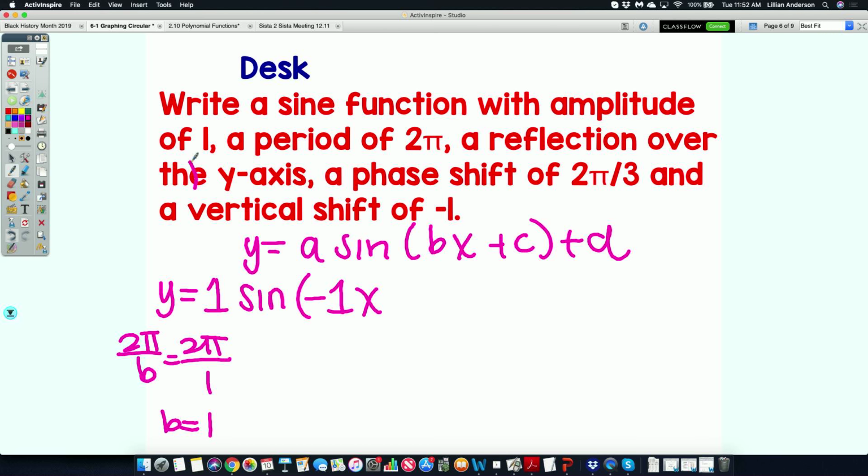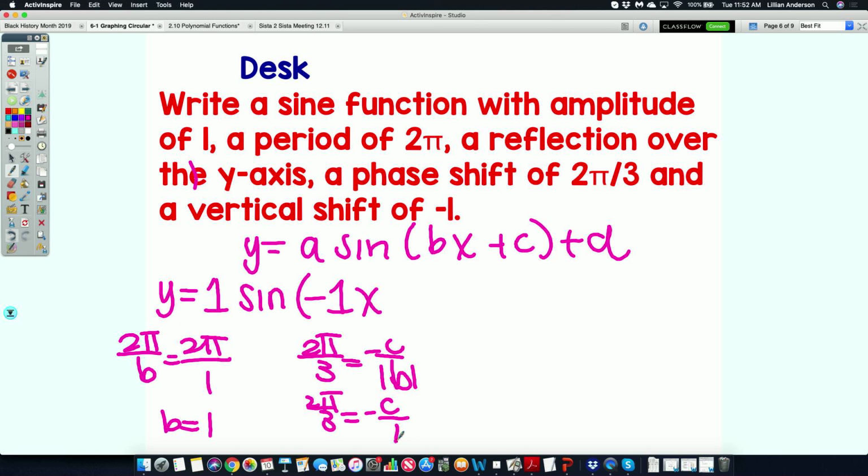Now let's find our c. Did you do your 2 pi over 3 equal to negative c over b? Well, b is 1, and remember, it is the absolute value of b. Since technically b is a negative 1, it still is going to go in as a positive.